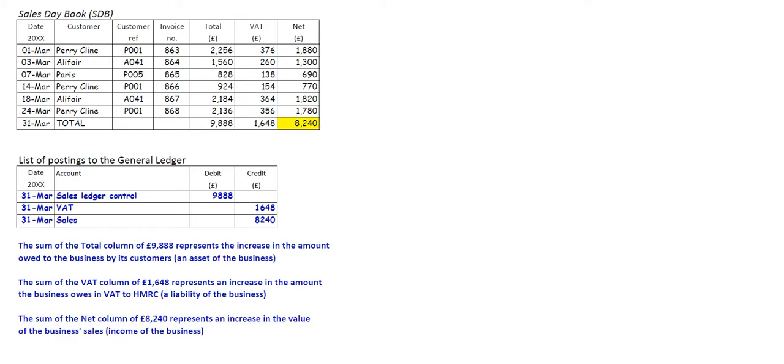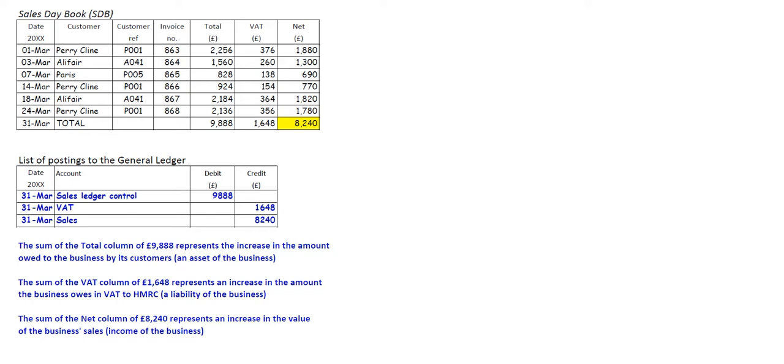Finally, we have the net column, and this records the net sales for the period. So that sum of 8,240 is an increase in the value of the business's sales in the current accounting year. Now that's income of the business, and an increase in income is recorded as a credit. The account that it's going to be recorded to is the sales account.